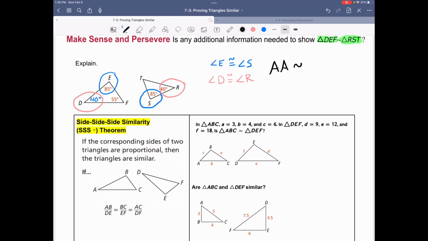So we would say triangle DEF, is not congruent, is similar to triangle RST by angle-angle.